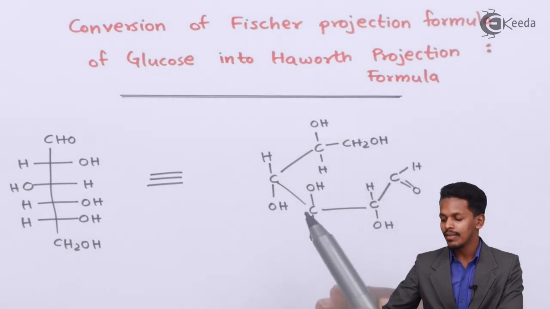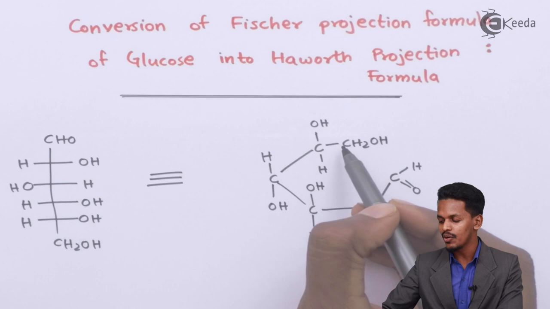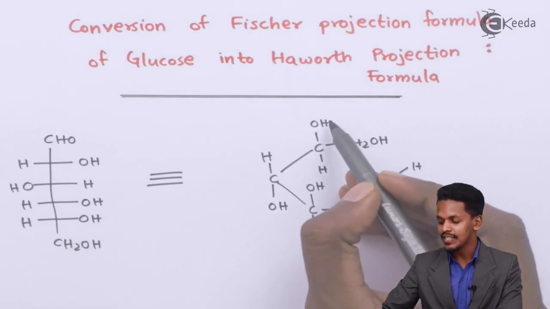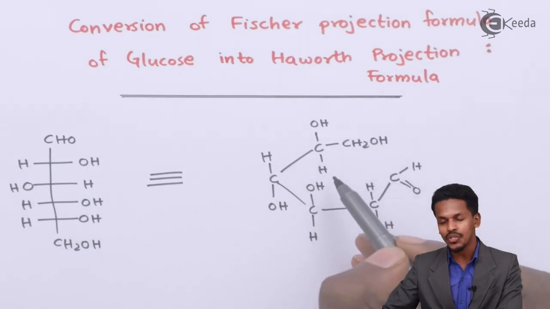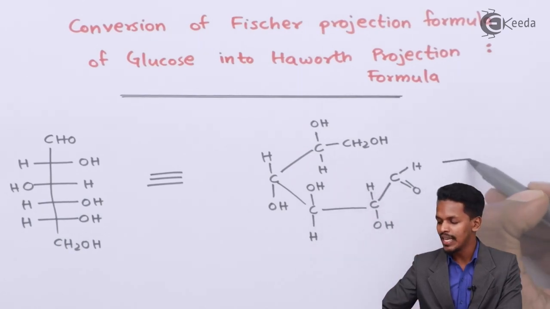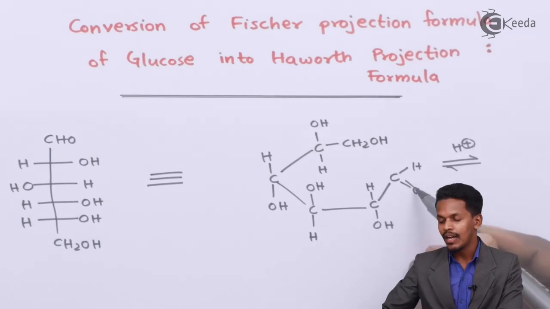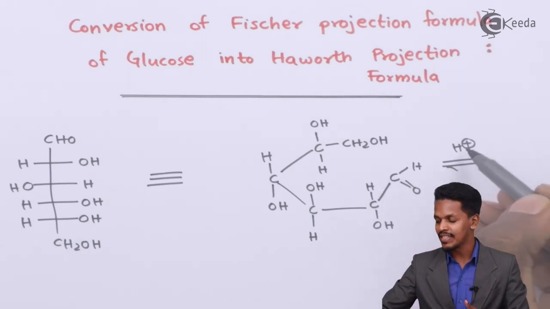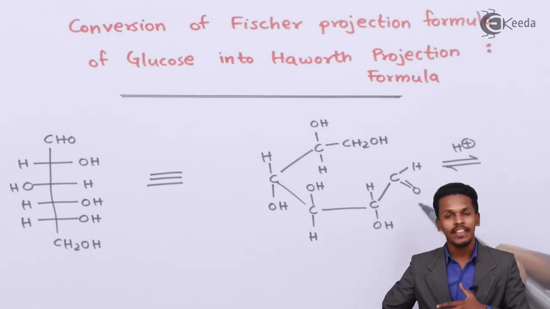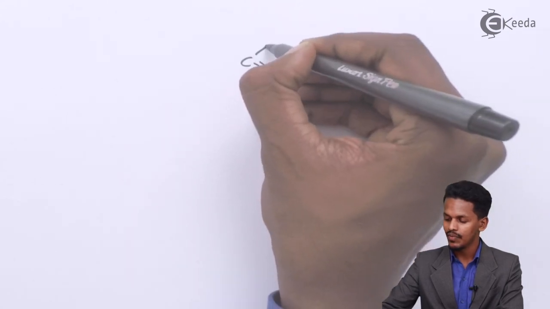Based on that we could write the cyclic form, that is the Haworth projection formula for glucose. Suppose we try to rotate this carbon atom, in that case we will get CH2OH here, the OH over here and the H over here. Suppose this structure of glucose is treated with H plus ion. This oxygen, which is highly negatively charged, is basically the carbonyl group, and that's the reason the H plus will be associated with it, and the product we could get is C double bond OH with NH here.